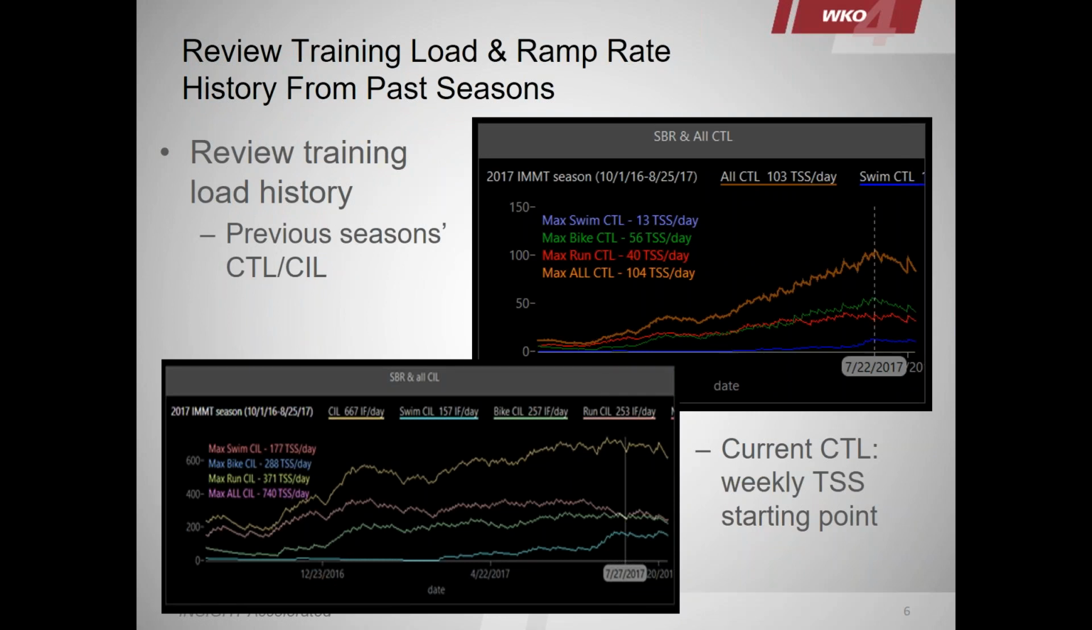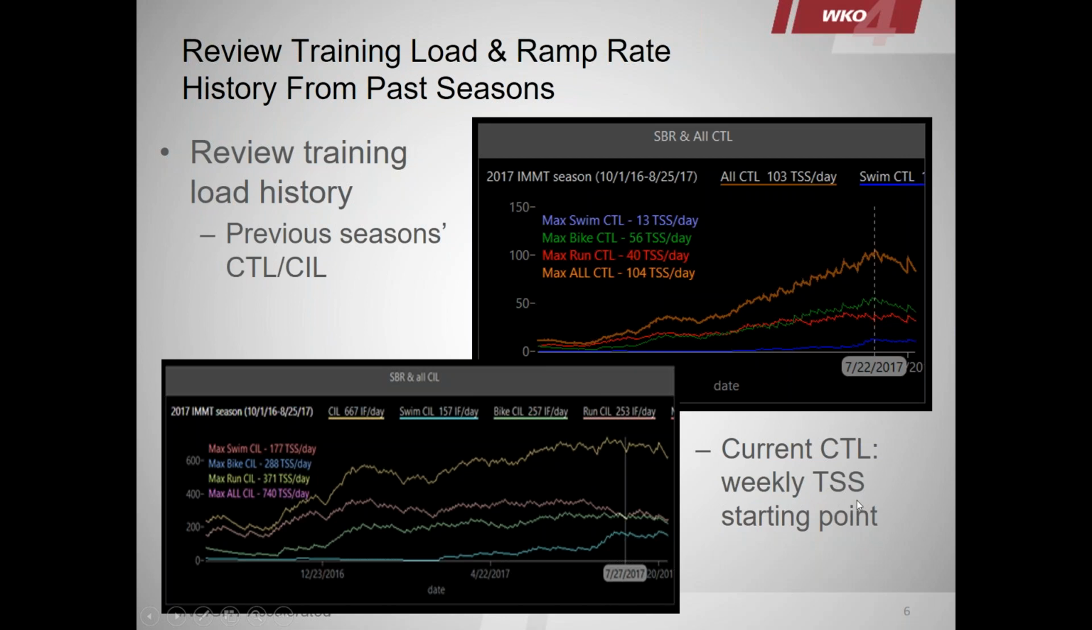Everybody's very familiar with the chronic training load. I've got a couple of charts that calculate what they did for maximum chronic training load for all of their sports, for swim and for bike and for run. I've broken it out. I also have a chronic intensity load, so that you have a good idea of what their history is. And knowing what their current chronic training load is, is obviously a great place to start for a weekly TSS. Multiply that by 7 and you know that's a load that they can handle, because that's what they've been doing.